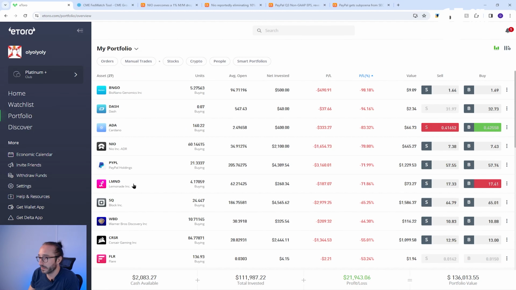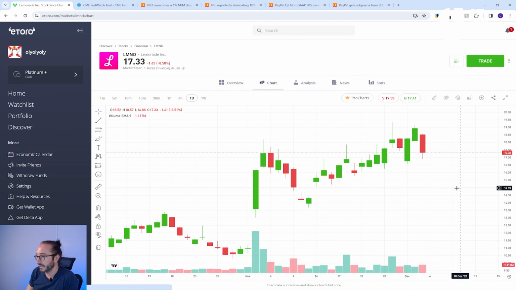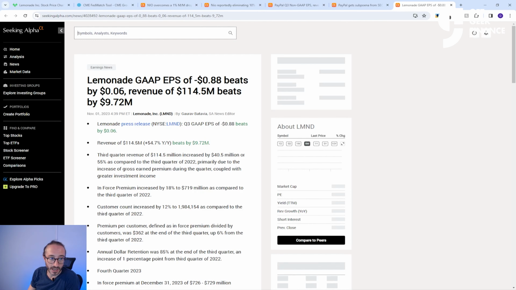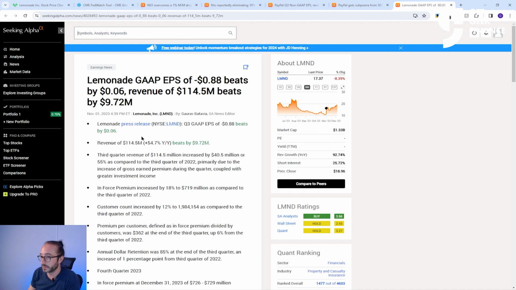Next on my portfolio update is Lemonade. This one's down 71.86%. This was up in November, jumping roughly 70 to 80% after releasing their earnings. Their earnings per share came in at minus 88 cents, which was a beat by 6 cents, and revenue came in at 114.5 million, beating by 9.72 million.